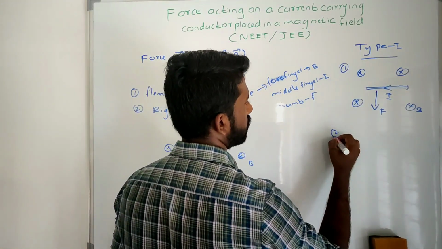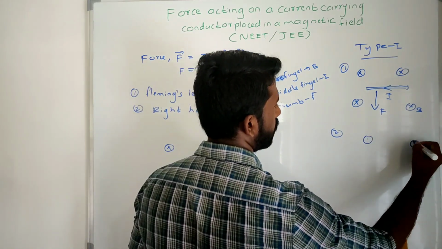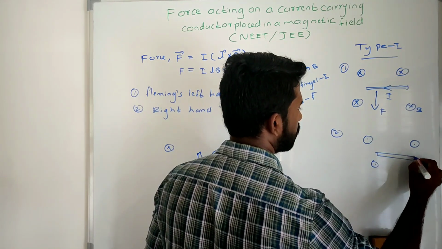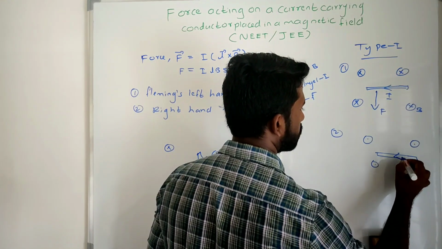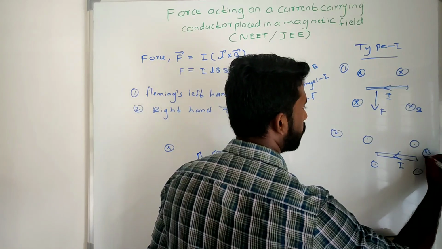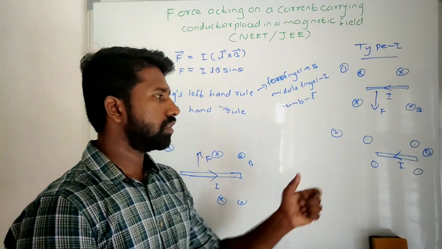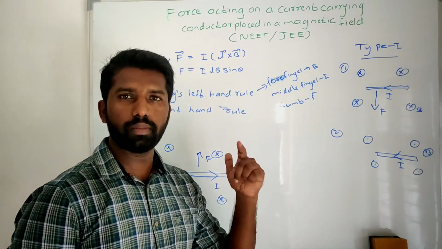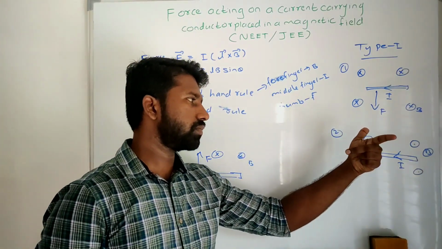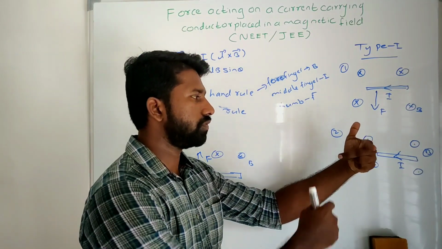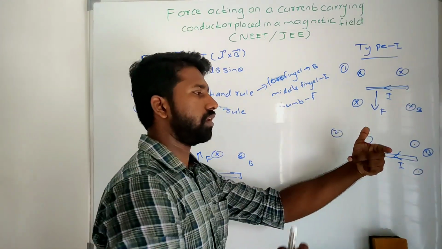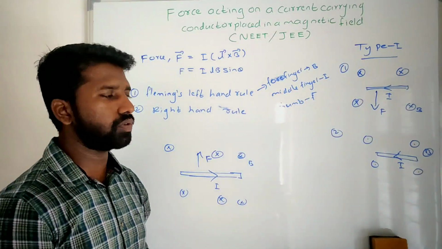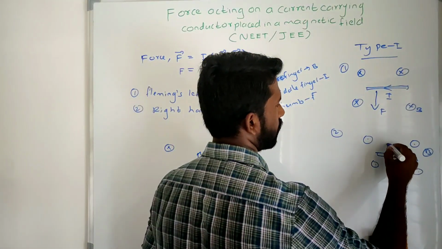Then second, if the magnetic field is like this and the current is acting like this, what about the force? The magnetic field is coming out. The direction can be found out by using Fleming's left hand rule. I place my forefinger in the direction of the magnetic field and the middle finger in the direction of current. So the direction is upwards, this is the force direction.